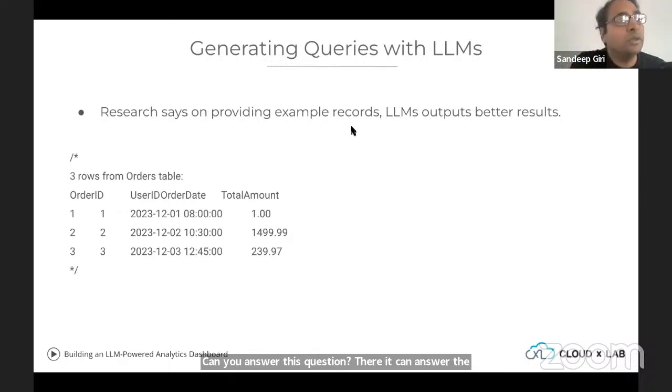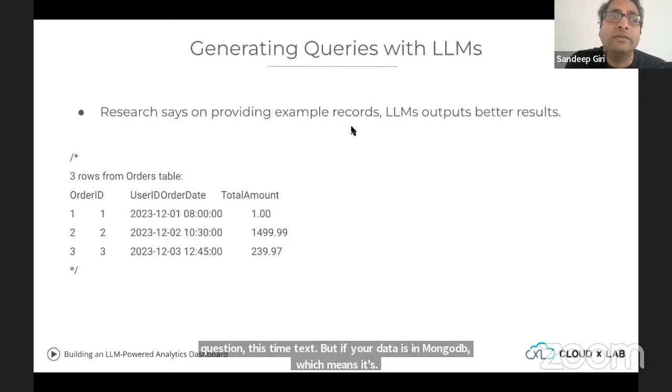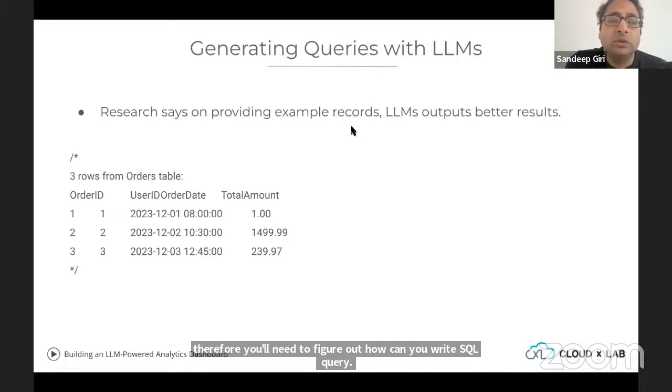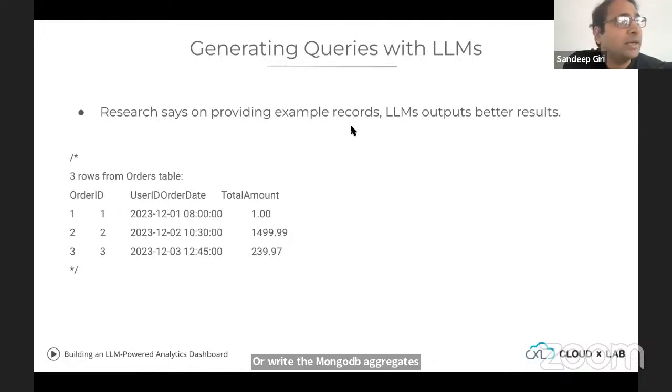But if your data is in MongoDB, which means it's kind of semi-structured, you will have to figure out the MongoDB aggregate functions. MongoDB provides something called aggregates, and therefore you'll need to figure out how you can write SQL queries or write the MongoDB aggregates using the LLMs. That is something that I need to look at. I'm not very confident about the LLM's ability to generate MongoDB aggregations, but what you can do in the meantime is have a SQL layer on top of MongoDB and follow the process that we have followed today.